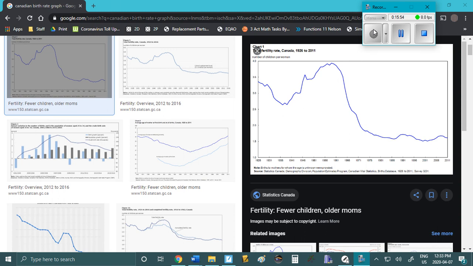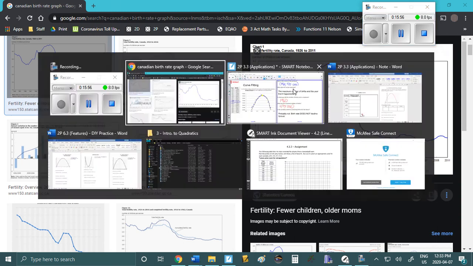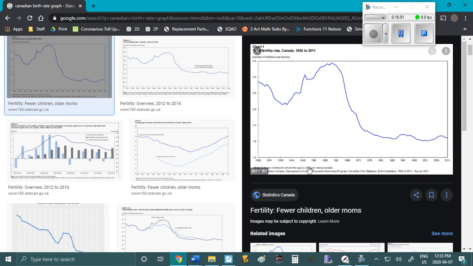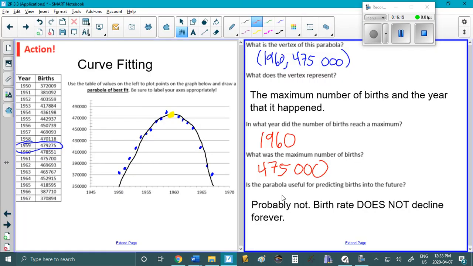Okay, so I did it, and we looked at the years between 1950 and 1967. So that's about here to here. So we only looked at this section, and it looks really much a lot like a parabola, but then if you follow it, it does weird things after that, right? It bumps and it's falling fast and then it slows down. So to answer the question, probably not. Birth rate does not decline forever. But it did a good job over these 17 years.